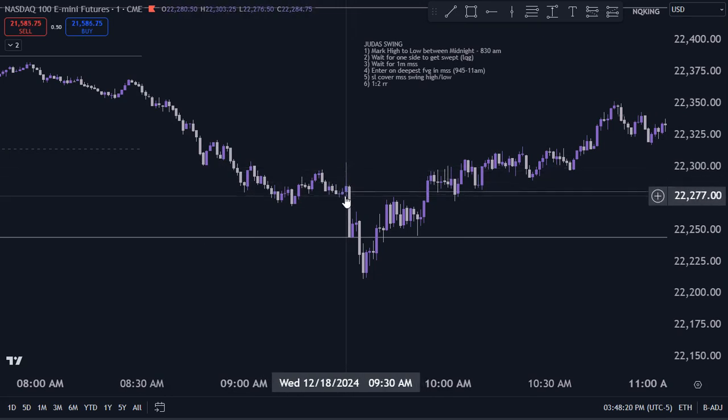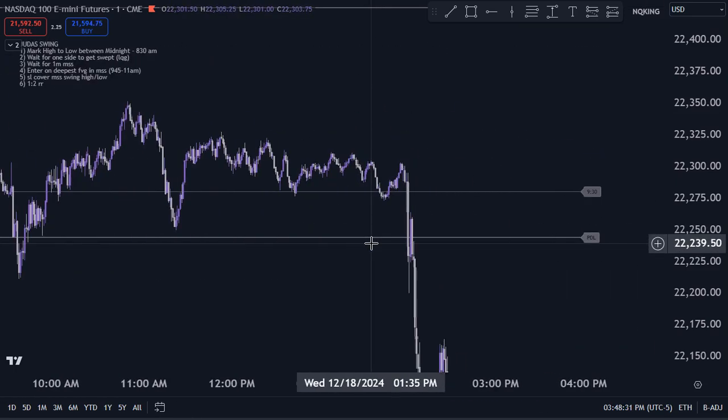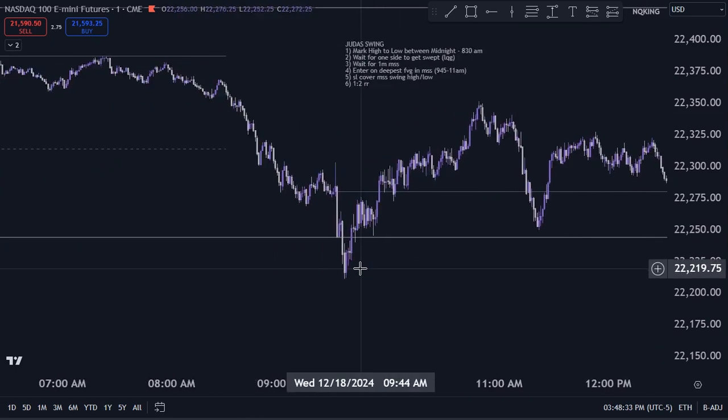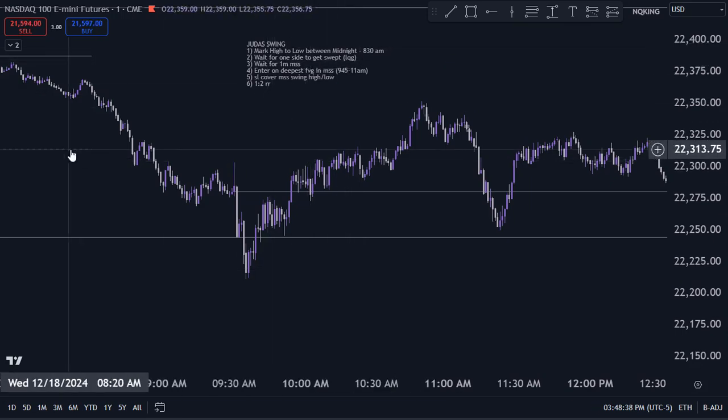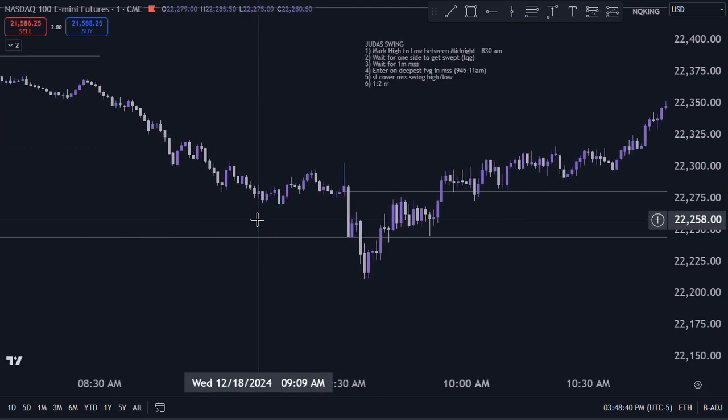So this wick right here at 9:30, at one point we looked like we're going to close over this swing high, but we don't. We shoot down some more, consolidate. So this line represents previous day low, which can also act as a liquidity grab in and of itself, so that you have double confluence there.